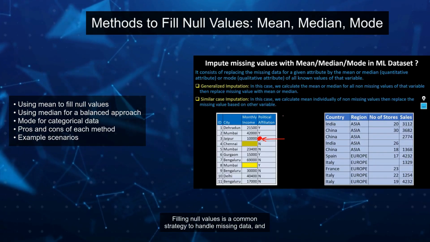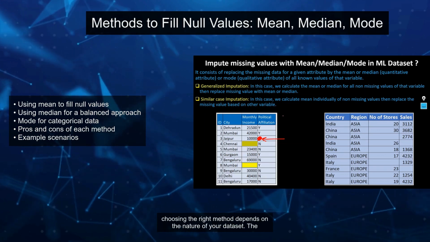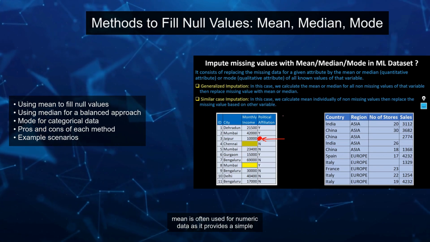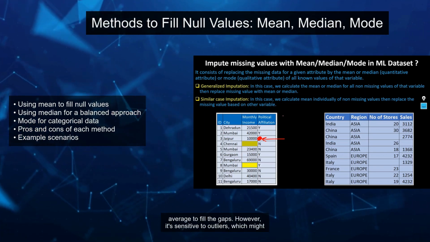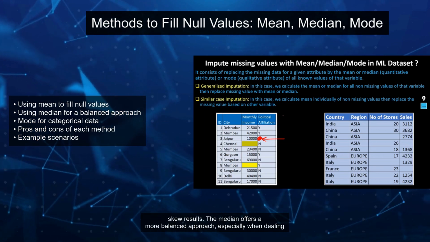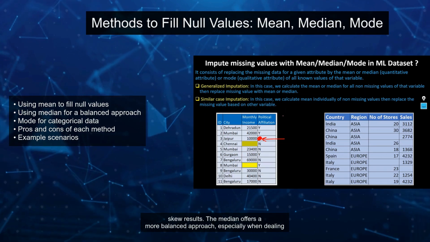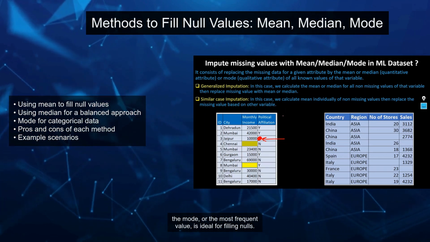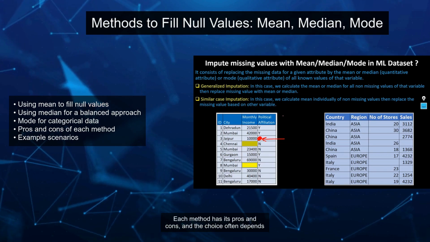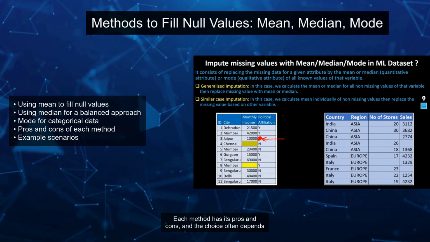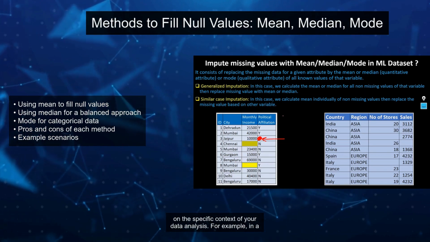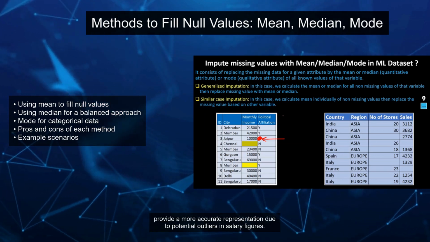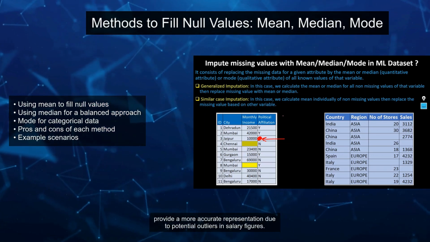Filling null values is a common strategy to handle missing data, and choosing the right method depends on the nature of your dataset. The mean is often used for numeric data as it provides a simple average to fill the gaps. However, it's sensitive to outliers, which might skew results. The median offers a more balanced approach, especially when dealing with skewed data, as it represents the middle value. For categorical data, the mode, or the most frequent value, is ideal for filling nulls. Each method has its pros and cons, and the choice often depends on the specific context of your data analysis. For example, in a dataset with salary information, using the median rather than the mean might provide a more accurate representation due to potential outliers in salary figures.